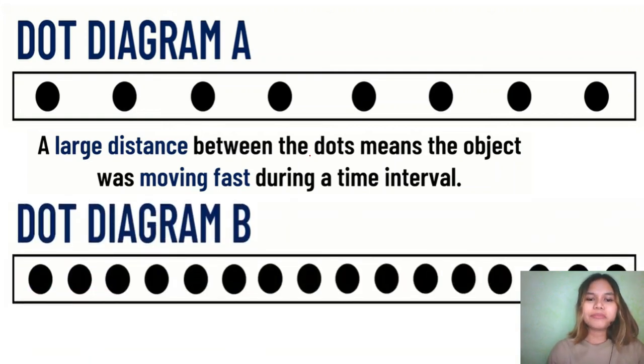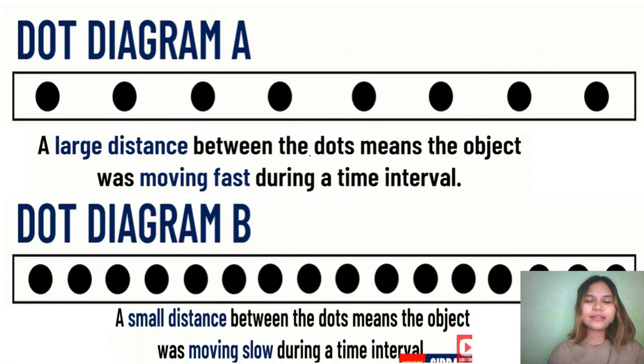In dot diagram B, we can observe that there is a small distance between the dots, meaning the object was moving slow during a time interval. In Tagalog, kapag magkakalapit yung distansya ng bawat dots sa isa't isa, ibig sabihin ang speed ng ating object ay bumabagal or nagbo-move slow in a particular time interval.